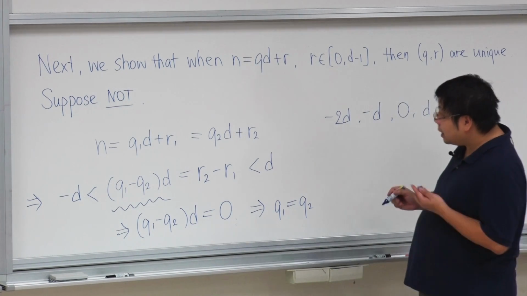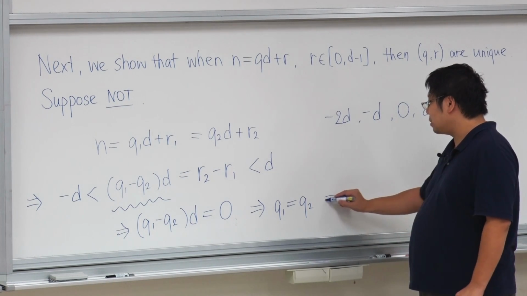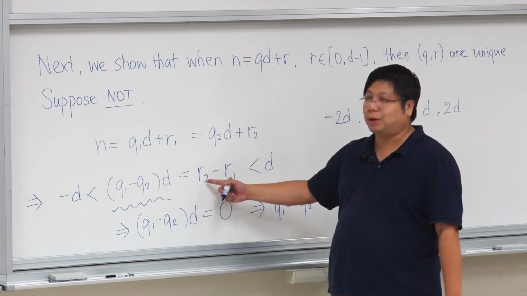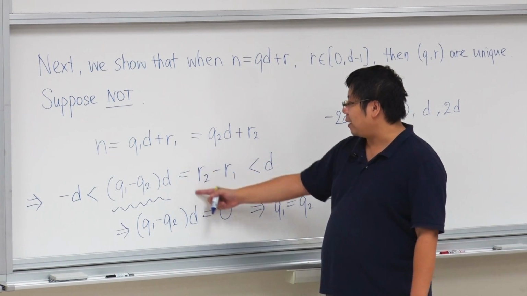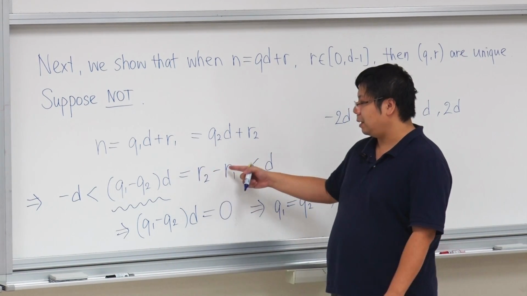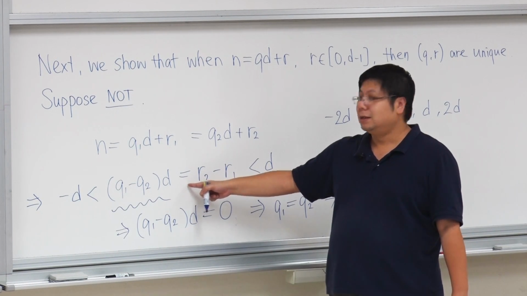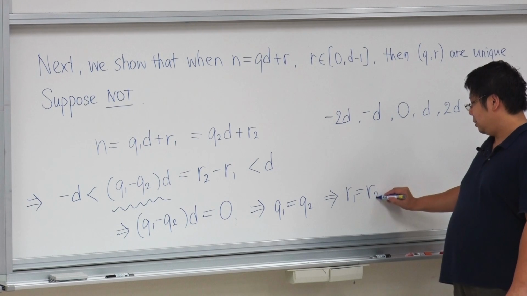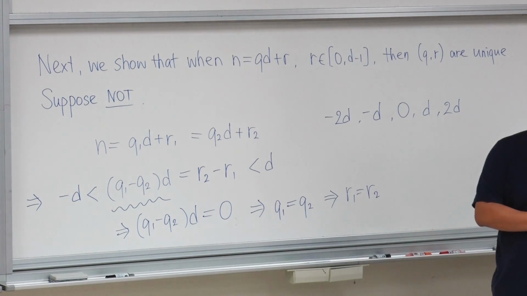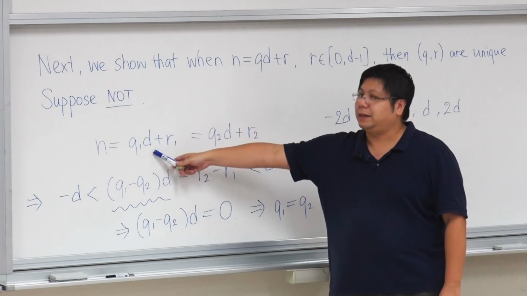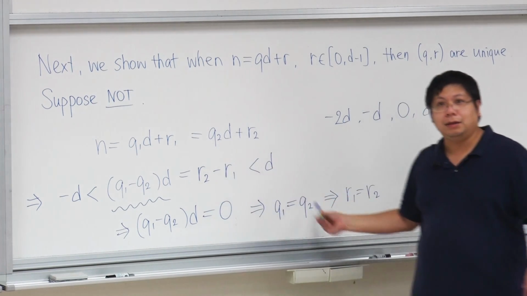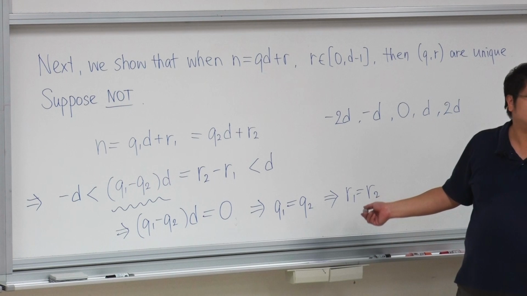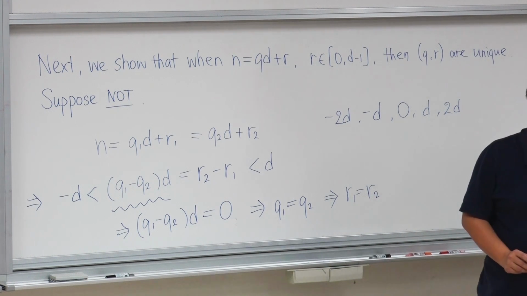Now when q1 is equal to q2, we also have r2 minus r1 equal to 0, so r2 has to be equal to r1. And then we get a contradiction. We assumed that there are distinct q and r, but we showed that they cannot be distinct. So it has to be unique at the beginning.